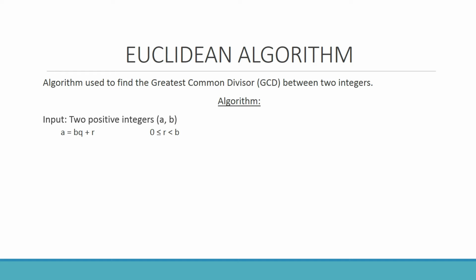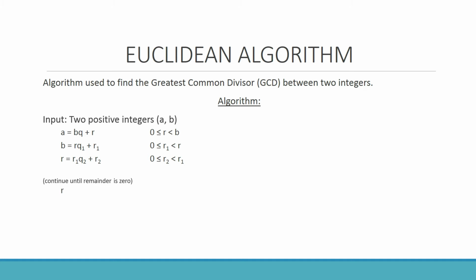Now, the next step is doing the exact same thing that we did above, but now using the integers B and R. So we're going to write B as R times the quotient, which we'll call Q1, plus this new remainder, which we'll call R1, where we know that R1 is greater than or equal to 0 and less than R. And then we'll repeat the process, this time using R and R1. So we'll write R as a multiple of R1 plus a new remainder R2. And we'll continue to do this until the remainder is equal to 0.